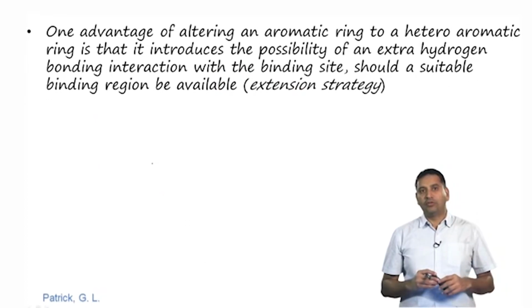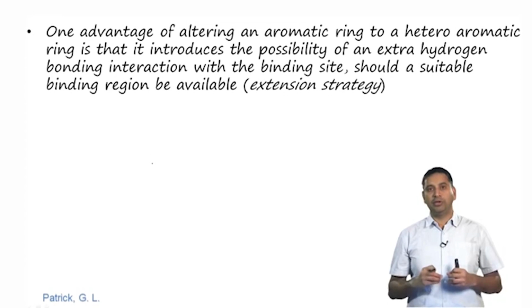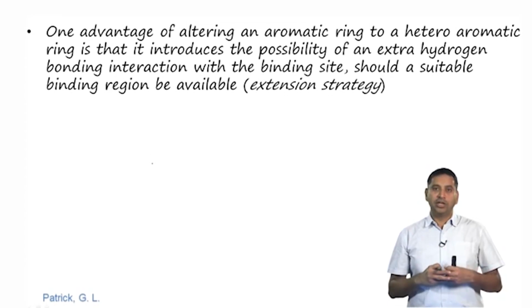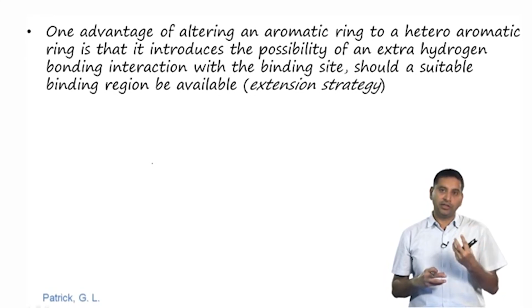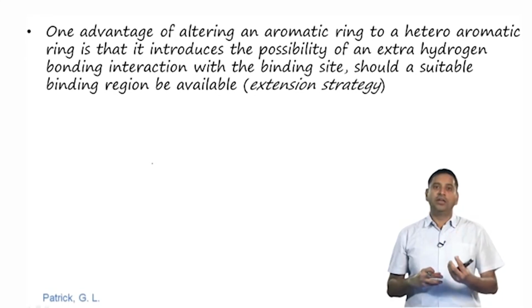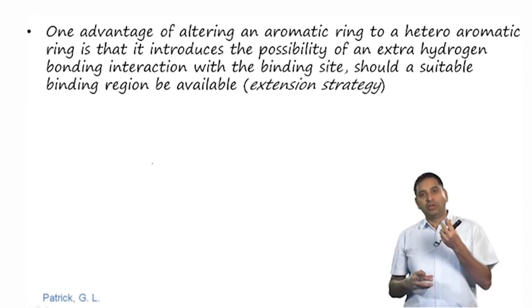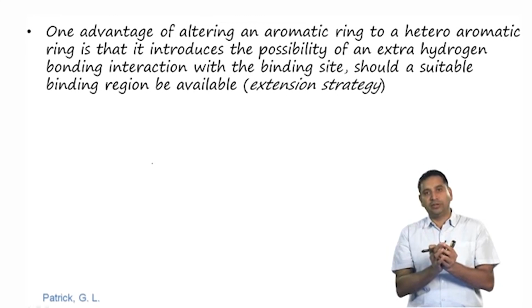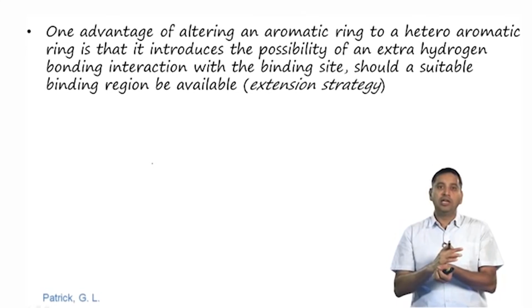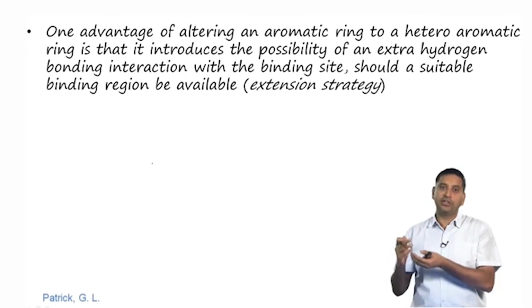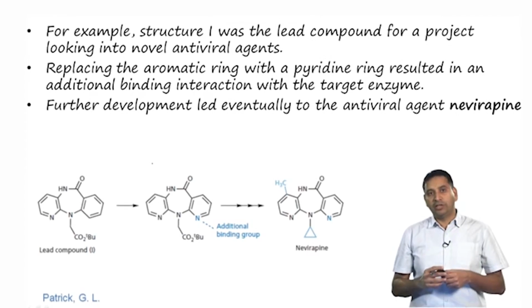So one advantage of altering an aromatic ring to a heteroaromatic ring is that it also introduces the possibility of extra hydrogen bonding interactions. So herein we can combine the strategy of changing the ring size or changing the ring along with the extension strategy that we have looked at previously. So we not only want to make a change in the binding affinity of the benzene ring, let's say, as compared to the heteroaromatic ring, but we also want to increase the number of possible interactions through the extension strategy. So here is the example that we will look at.